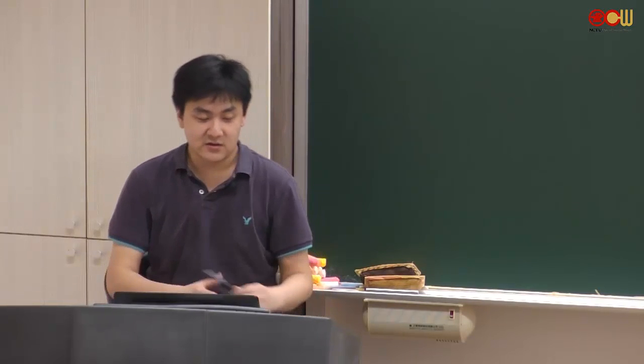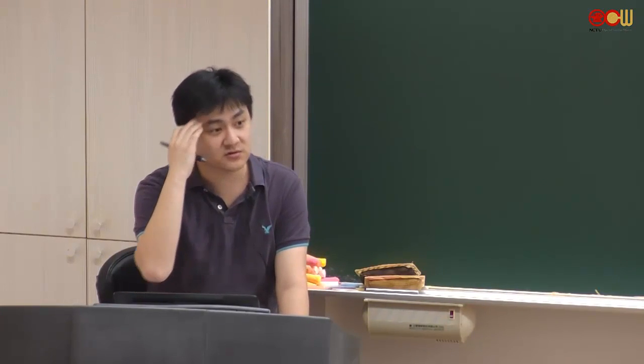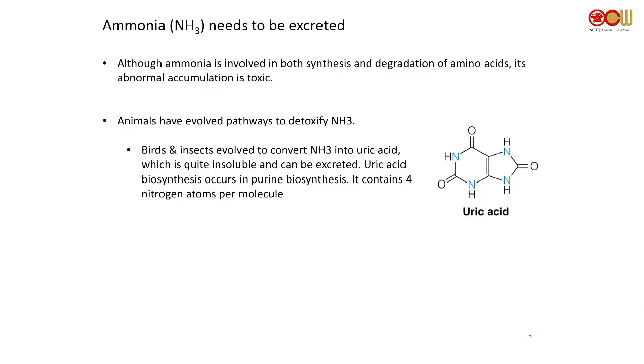OK, that ammonia is toxic. OK, however, when you are degrading amino acid, it's inevitable that you will generate ammonia. Okay, so what do we do with them? Right? Turns out, animals have evolved pathways to detoxify ammonia. Okay? For example, birds and insects, okay, they evolve to convert ammonia into uric acid, okay, which is quite insoluble and can be excreted. Okay?